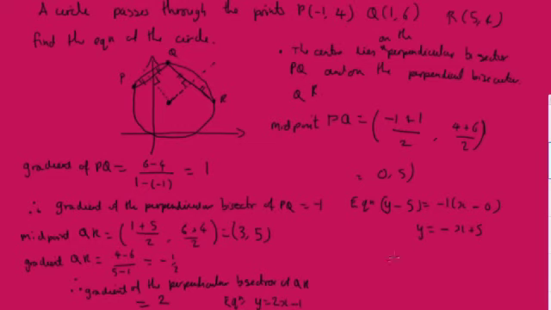So now we have these two equations. We have y equals minus x plus 5 and y equals 2x minus 1. Solving the simultaneous equations is quite a simple one. We'll end up with x equals 2, y equals 3. So that's the centre point.